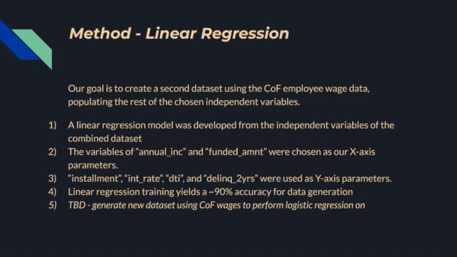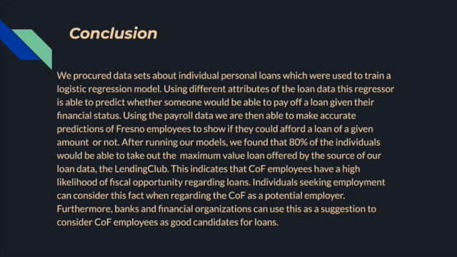We're going to use this model to generate data to create a new data set which will incorporate the City of Fresno wages. And to conclude, we procured data sets about individual personal loans, which were used to train a logistic regression model. Using different attributes of the loan data, this regressor is able to predict whether someone would be able to pay off a loan given their financial status. Using the payroll data, we are then able to make accurate predictions of Fresno employees to show if they could afford a loan of a given amount or not.